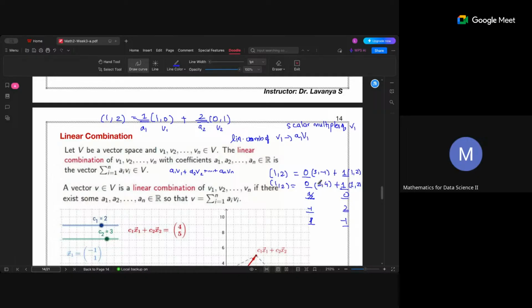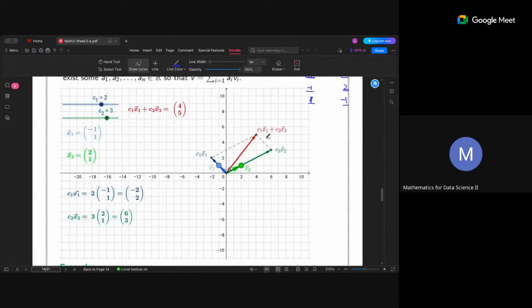Why is that so? This is something you should think about. We will come back to this after completing linear combination. Keep this in mind. This is some interesting thing we have done here. We will come back to this.